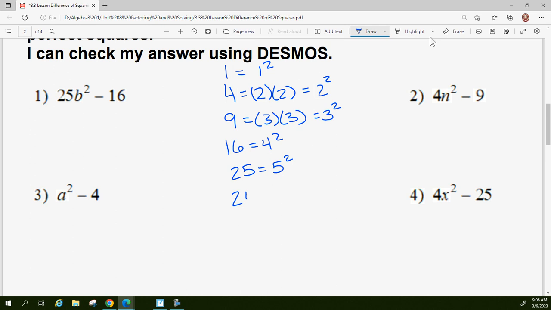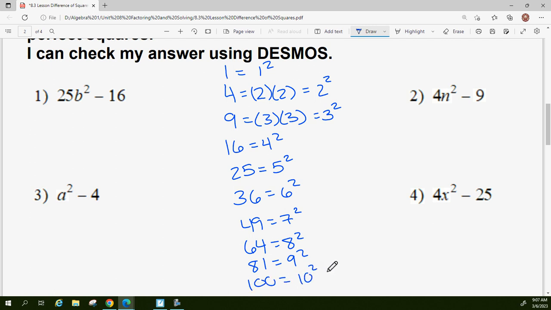Hopefully you recognize these or some of these, and you've done them before. 36 is 6 squared. 49 is 7 squared. 64 is 8 squared. 81 is 9 squared. And we'll stop at 100, which is 10 squared. Of course, we could keep going and going. These ones are probably the most common we would see.